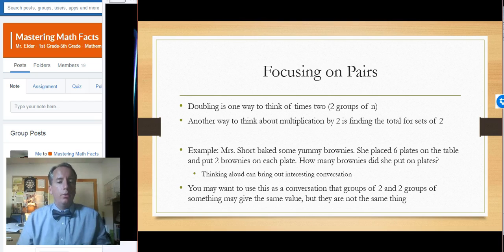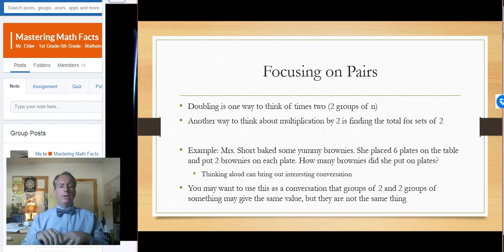So the example we use here, right, is Mrs. Short baked some yummy brownies. She put 6 plates on the table and 2 brownies on each plate. So she isn't doubling the number of plates, but we can use what we know about multiplication and doubling to solve this. Right? So we're going to have kids draw this out, right? They're going to be thinking aloud through this. Kids give some very interesting takes on this, especially when they're first starting to try to make that connection between addition and multiplication.